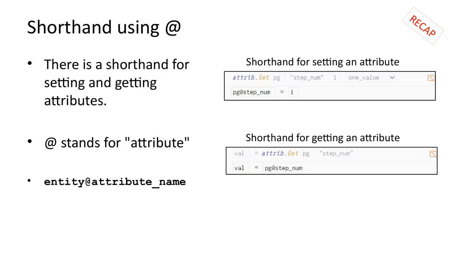Both of these have a shorthand version. For getting and setting attribute values, the shorthand uses the entity, followed by the @ symbol, followed by the attribute name.